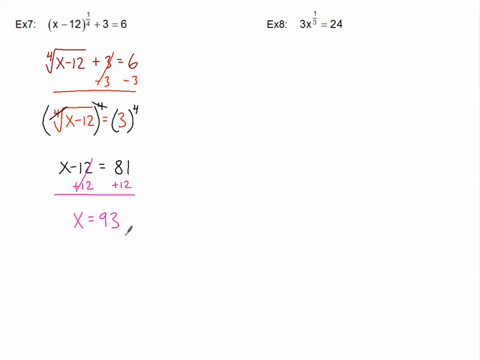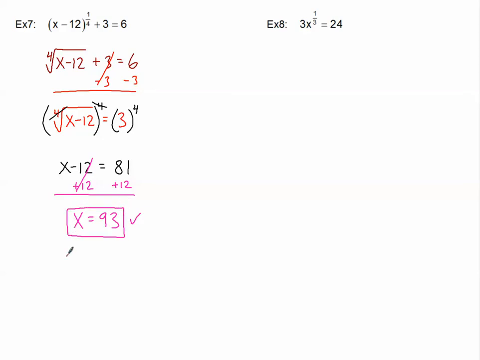And I could do a quick check. I know I should check in the original, but I'm going to check in the one that has the radical in it. 93 take away 12 is 81. The fourth root of 81 is 3, and 3 plus 3 is 6. It does check.